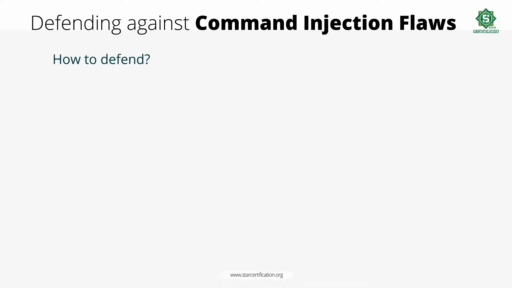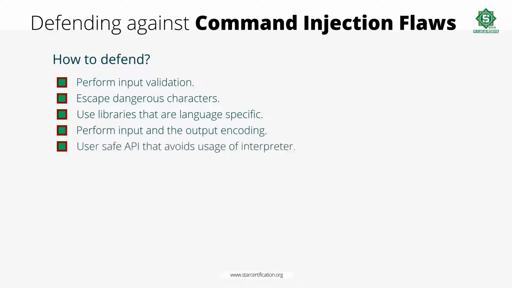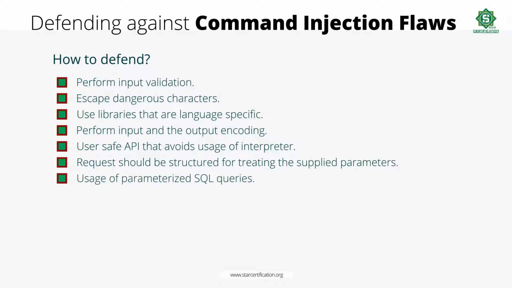We can defend against common injection flaws by performing input validation, escaping dangerous characters, using language-specific libraries so that they avoid problems because of shell commands, performing input and output encoding, and using a safe API that avoids usage of the interpreter. Requests should be structured for treating the supplied parameters as data rather than potentially executable content. Use parameterized SQL queries and use modular shell disassociation from the kernel.